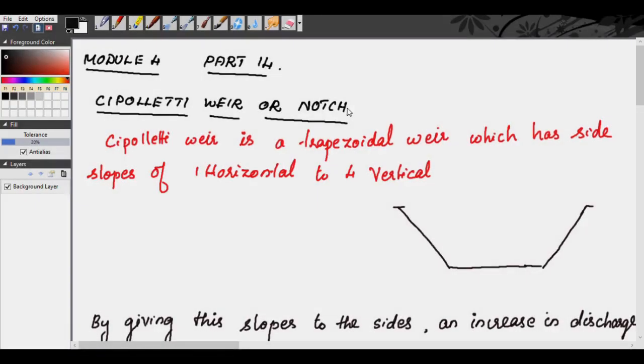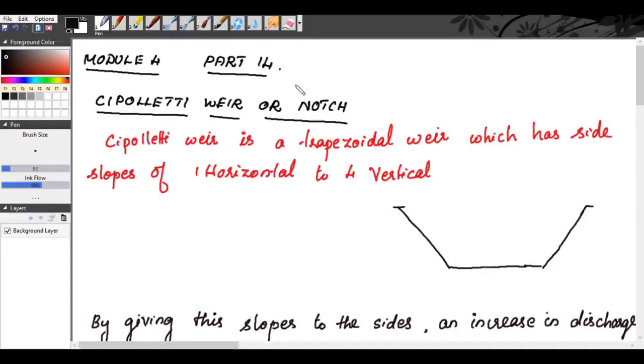Welcome everybody once again. So this is our last class for module 4. Today we are going to see some contents related to Cipolletti weir or notches, broad crested weir, narrow crested weir, sharp edged weir, that is ogee weir, etc. So this is our last class for this module. From tomorrow onwards we will start our module 5. So today's class we are going to see what is Cipolletti weir or notch.